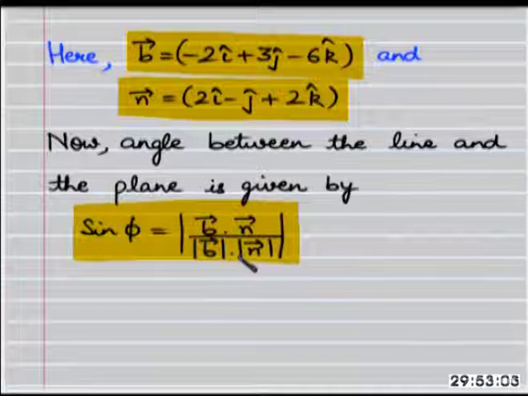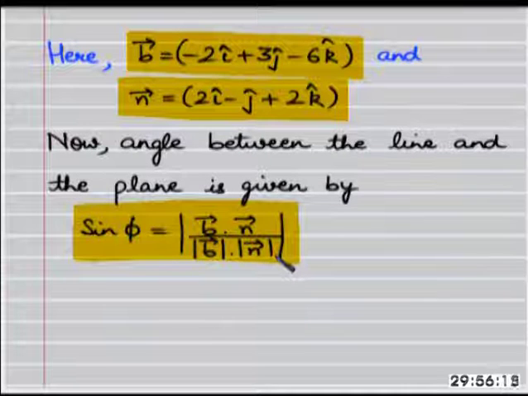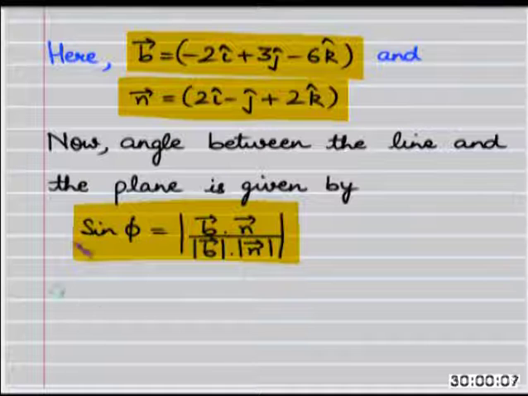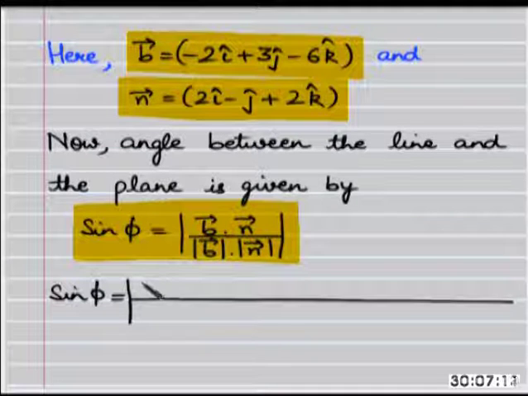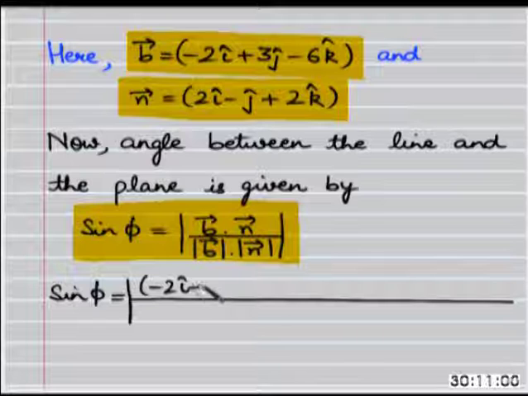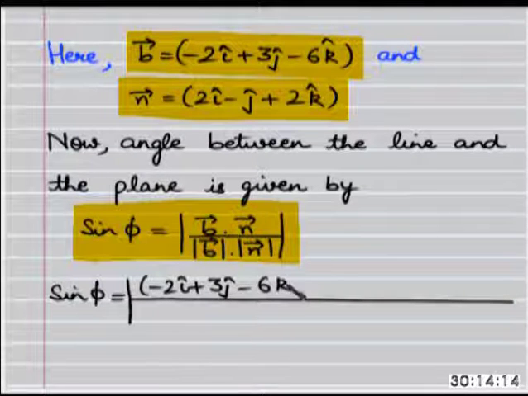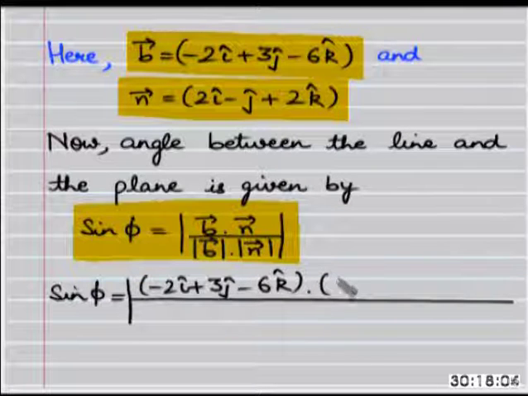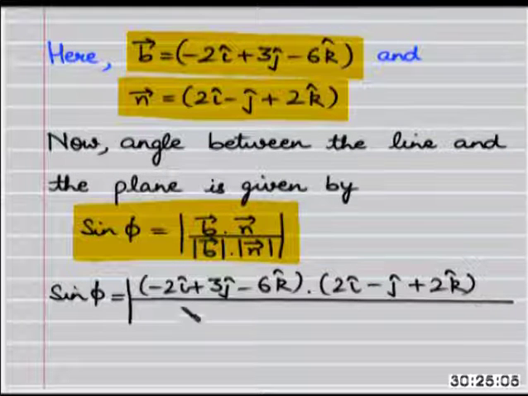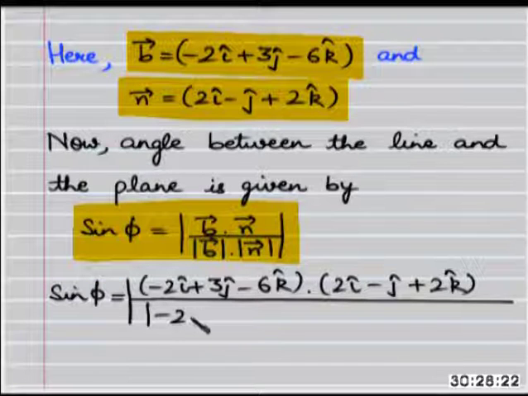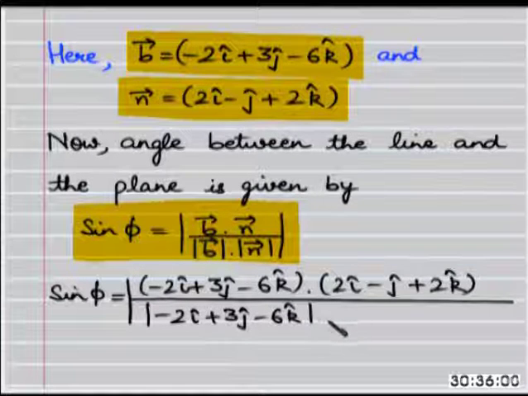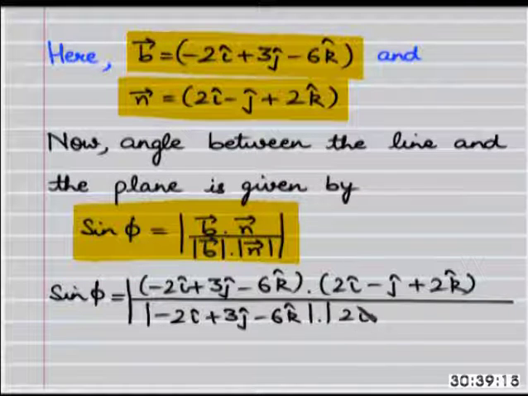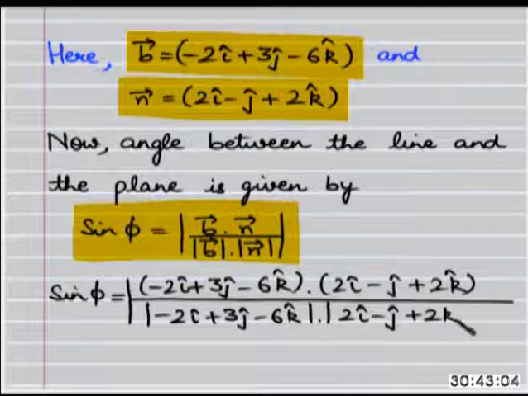Putting the values of vector b and vector n in this formula, we get sin phi is equal to modulus of minus 2i cap plus 3j cap minus 6k cap dot 2i cap minus j cap plus 2k cap whole divided by magnitude of minus 2i cap plus 3j cap minus 6k cap into magnitude of 2i cap minus j cap plus 2k cap.